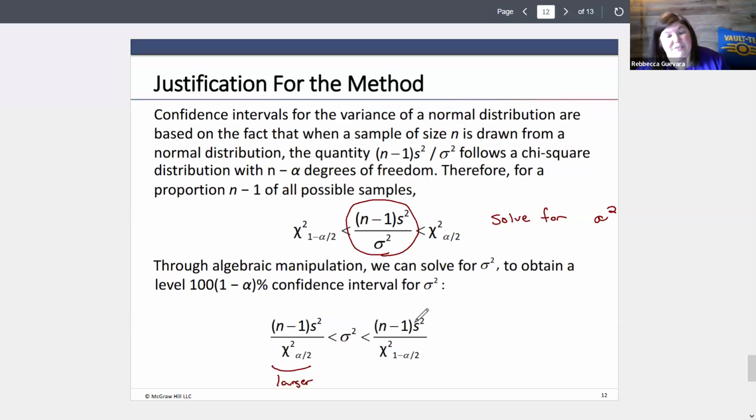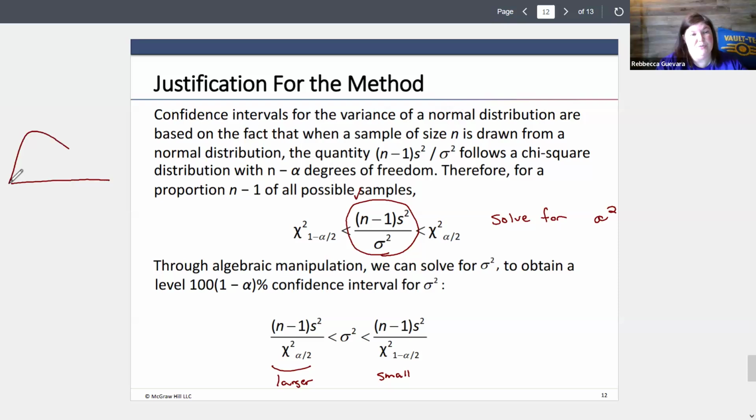And then the other side would be n minus 1 times s squared divided by your chi-squared of 1 minus alpha divided by 2, which is going to be your smaller score. So like I said, it's much more complicated to talk about than our other distributions. What it really comes back to is that this quantity here has to exist between those two chi-square scores.